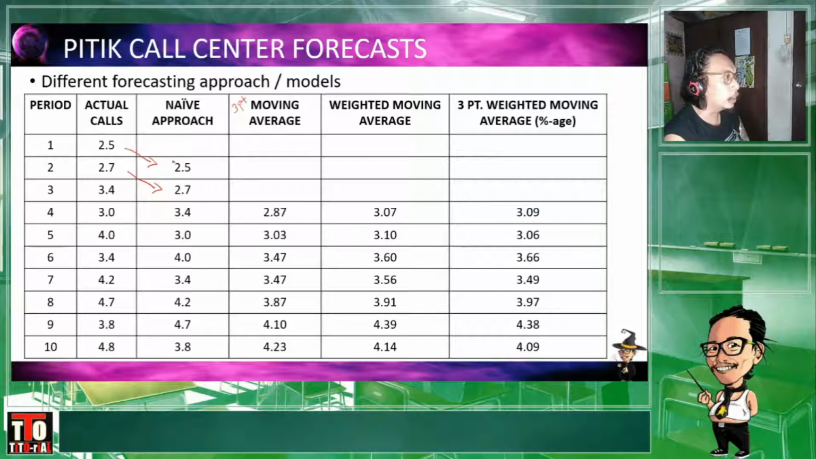Yung 3-point, wherein ang ginamit nating basis is the previous 3 periods para mag-come up tayo ng forecast natin for period 4. And then, I've also taught you about yung weighted moving average, na it is also a kind of moving average pero naglalagay tayo ng weight on each of the previous period. And then, gumamit din tayo ng 3-point weighted moving average pero ang ginamit din natin is yung percentage. Okay?